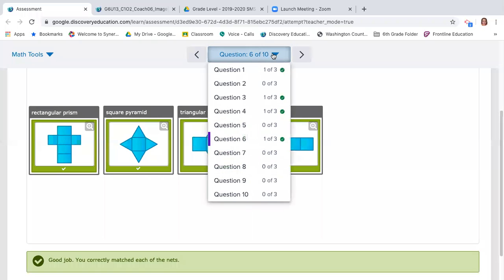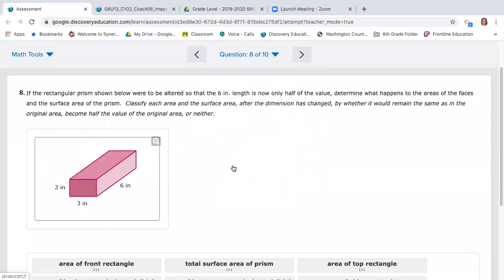The last one is 8. And it says, if the rectangular prism shown below were to be altered so that the 6 inches length is now only half the value. So that means that it's only 3 now. Determine what happens to the areas of the faces and the surface area of the prism. Classify each area and the surface area after the dimensions has changed by whether it would remain the same as in the original or become half the value of the original or neither.